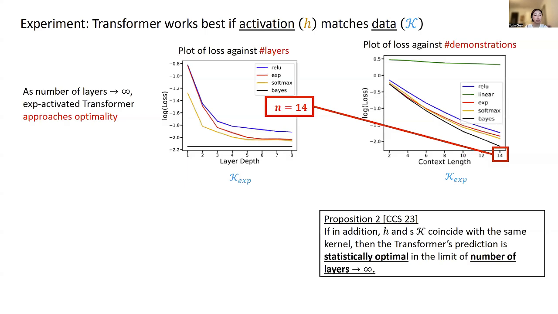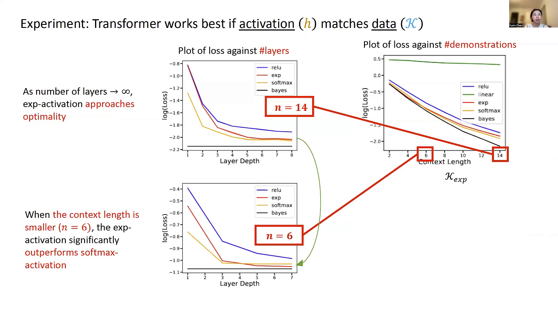On the left, we show an additional plot of loss against a number of layers, holding the context length fixed at 14. Note that this plot differs from the right plot, where the context length varies and the number of layers is held constant at 3. Here we see that as number of layers increases, the gap between EXP and the softmax is becoming 0. This is consistent with our theoretical result, which guarantees statistical optimality of EXP-activated transformer as number of layers goes to infinity.